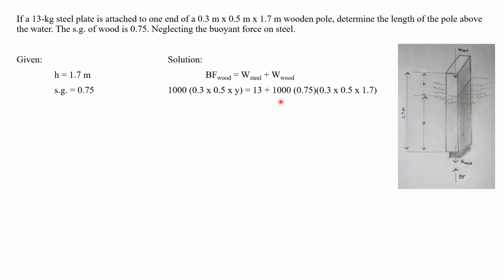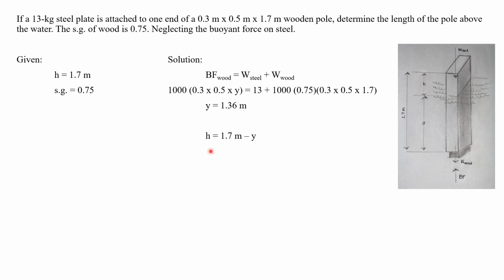1,000 times 0.75, the specific gravity of wood, times the area 0.3 by 0.5 by 1.7. We only have one unknown, so we can already solve for the height of the submerged pole in the water. y is equal to 1.36 meter. We already have the value of y.